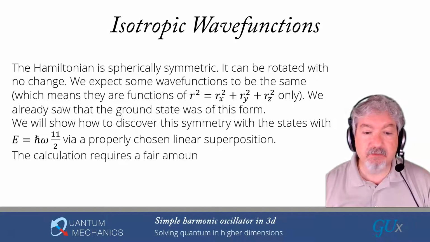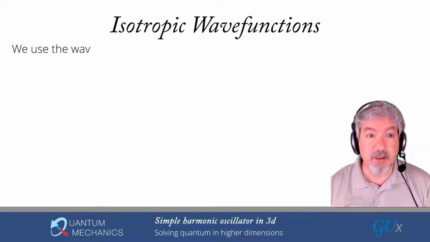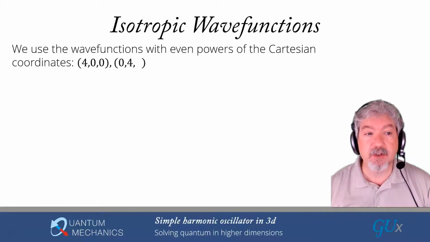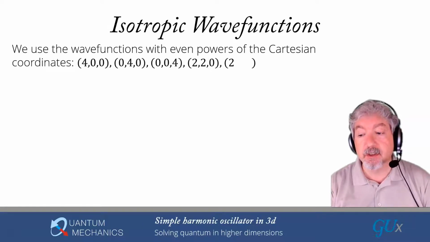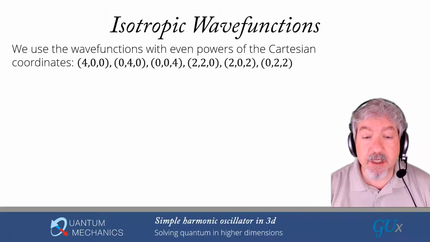So this calculation requires a fair amount of bookkeeping. There's nothing complicated about it, but it's very easy to make a mistake. So let's look at how we do this. For the wave function, we're only going to worry about even powers of the Cartesian coordinates. So we're not going to look at all possible energy eigenstates that have energy h bar omega times 11 halves. We're only going to look at these 6.